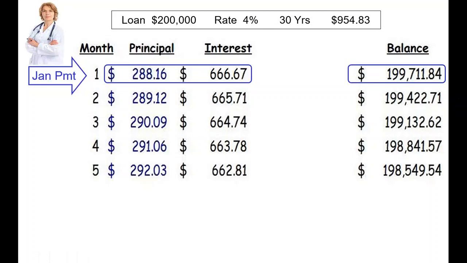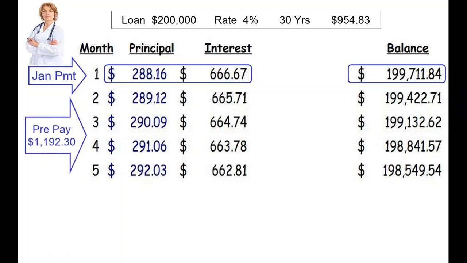So in January, we send a check for $954, but we send another check along with that January payment of $1,192.30. So in January, the lender gets two checks from us. The first one is for the regular payment. The second check, the $1,192, is prepaying towards principal.